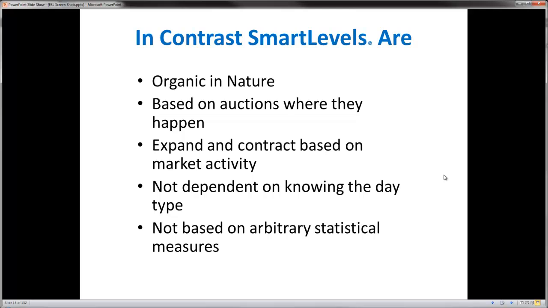So once you start creating smart levels on a particular market day in and day out, you get to know the market better. A lot of people told me when I first started trading, they said you should trade just a couple markets and get to know them really well.